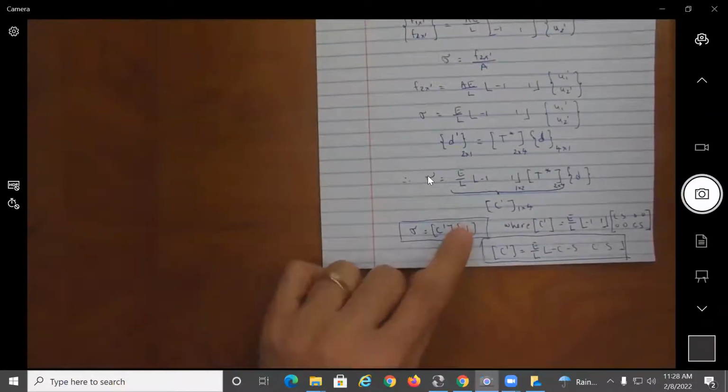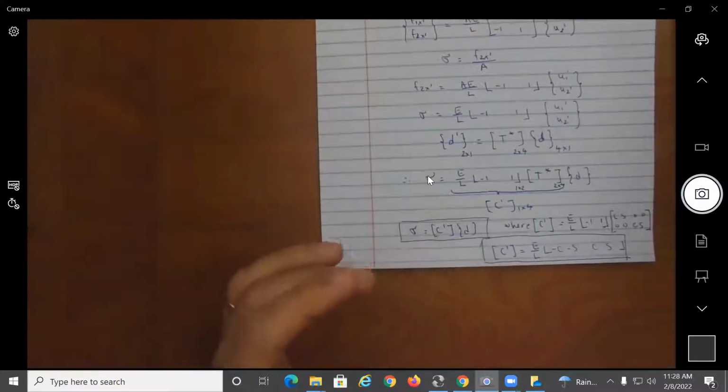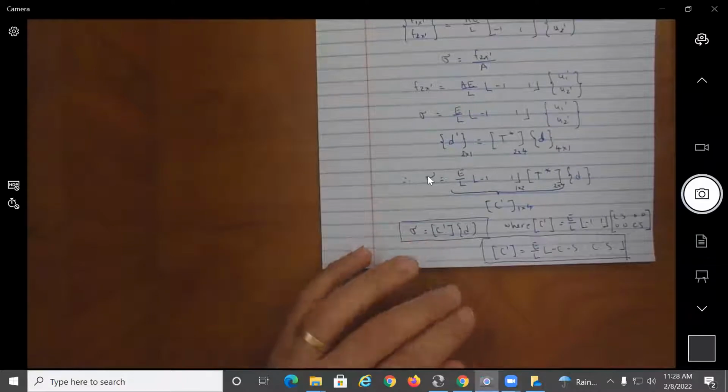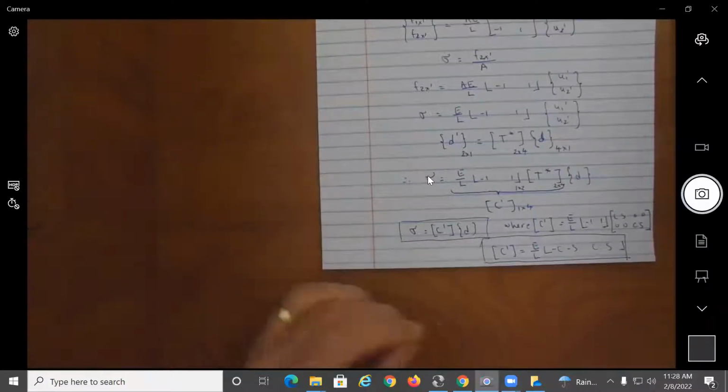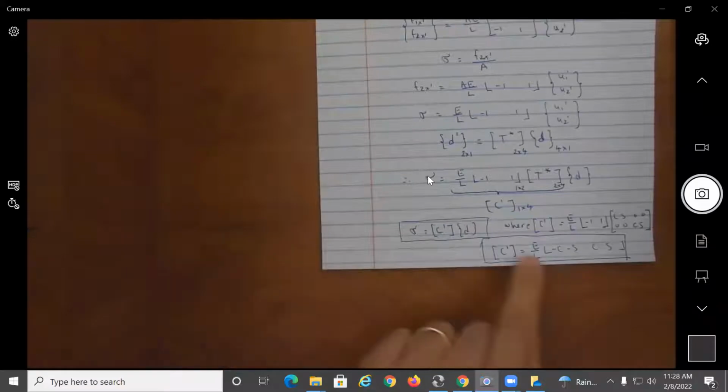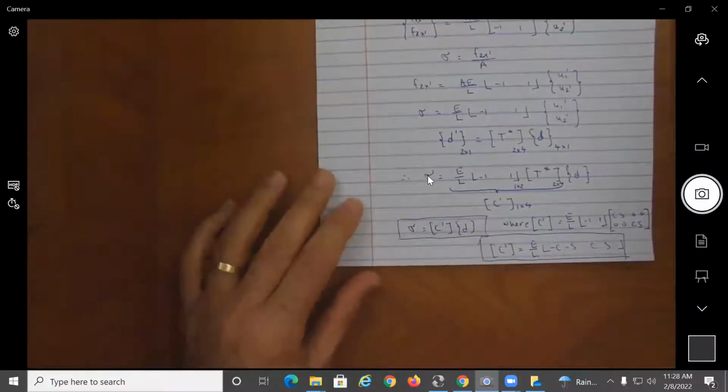So once we have the nodal displacements, we do not need to calculate the element forces to find the stresses in the bar, if this is all we care for. I can use the displacements and C prime to directly find the stress in the bar elements.